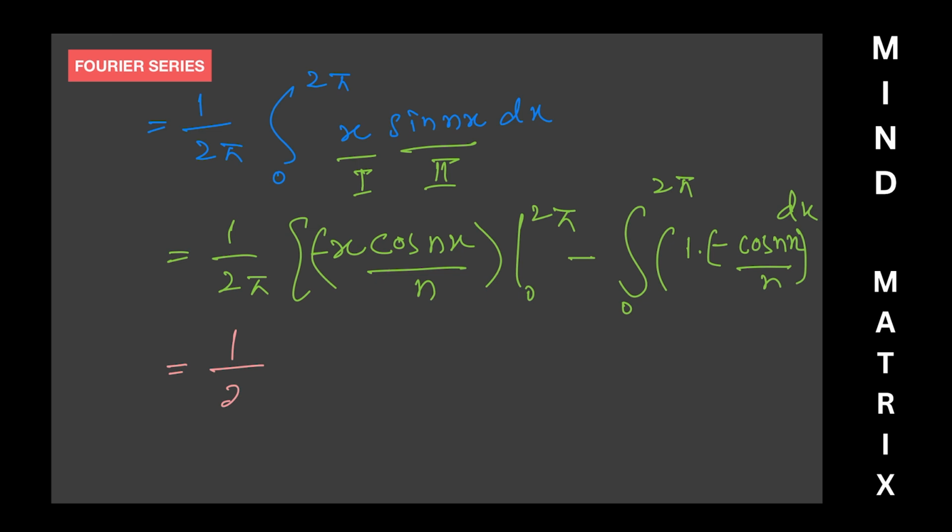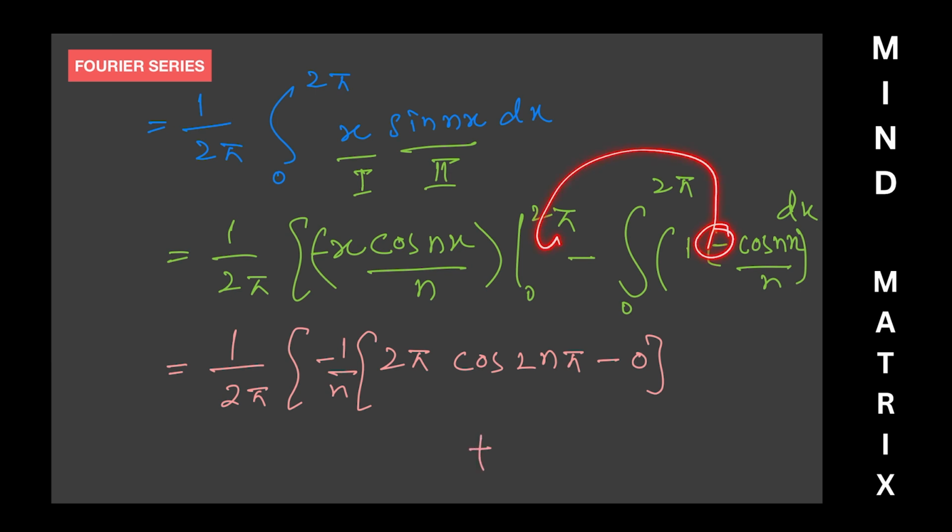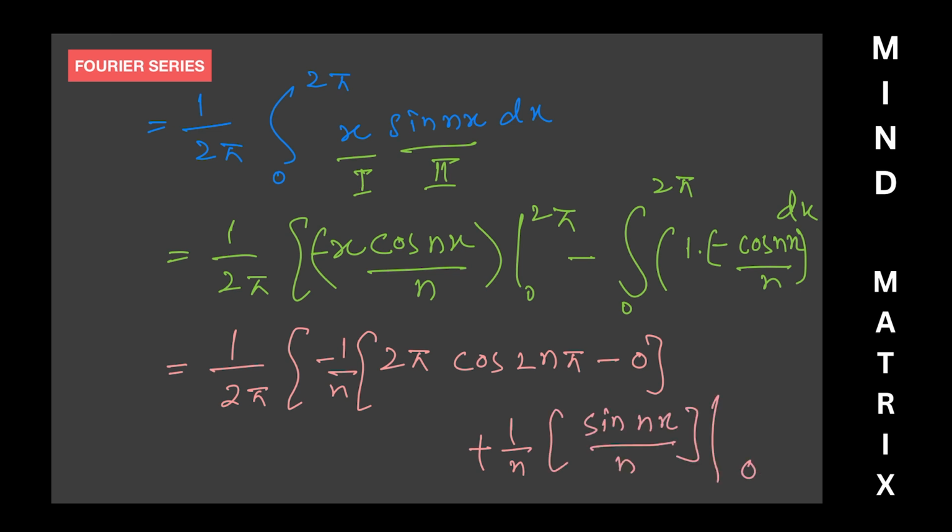We have here 1 over 2 pi. Let's put in the limits and take out the minus, we have 2 pi cos, taking n out of this bracket, 2 pi cos 2n pi minus 0, and then we have plus, taking this minus out of the bracket, so we will have plus. Let's solve the integration. The integration of cos nx is sin nx over n, so putting n out of this bracket, sin nx over n, and the limit is from 0 to 2 pi.